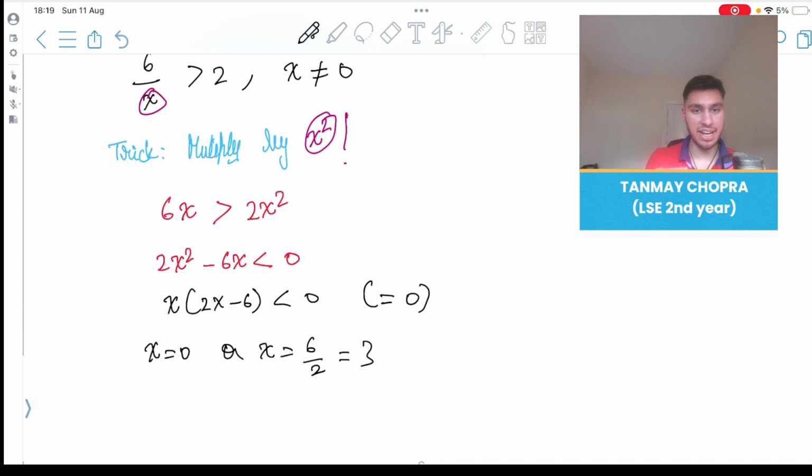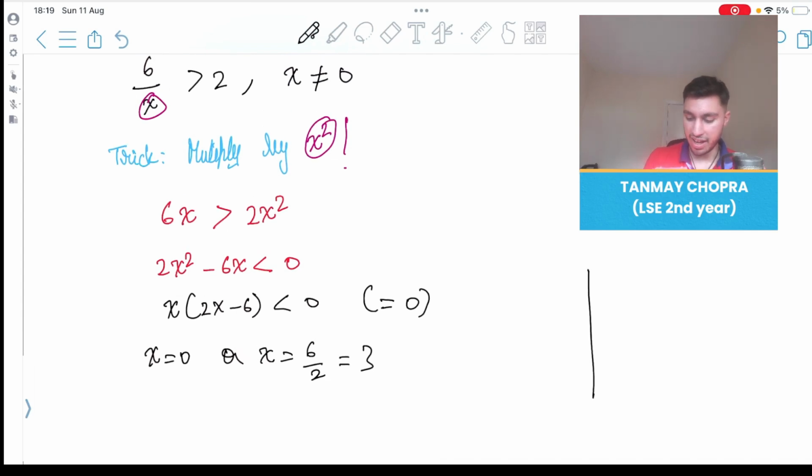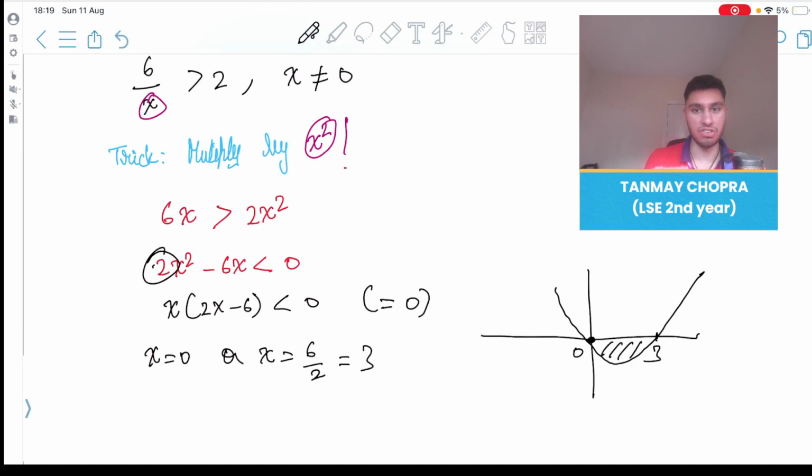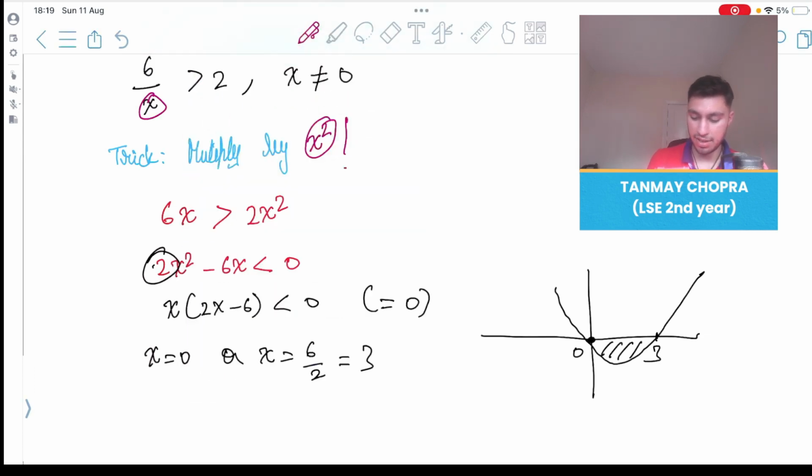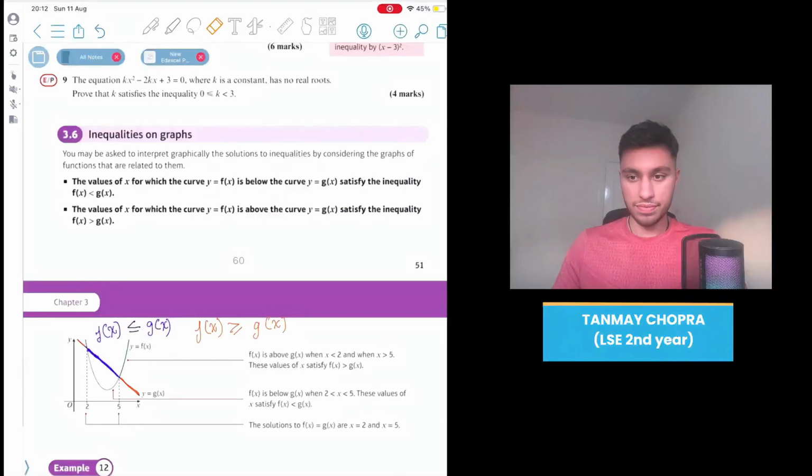Now, how do I find the values? I just need to sketch this. Is it a happy quadratic or a sad quadratic? It's a positive coefficient, so it's a happy quadratic. My critical values are 0 and 3. So there is my sketch. And what do I need to find? Where it's less than 0. So it's less than 0 when it's actually within this region. So x has to be between 0 and 3. So how will I write this in set notation? Very simple: x such that 0 is smaller than x is smaller than 3. And that's literally your solution.